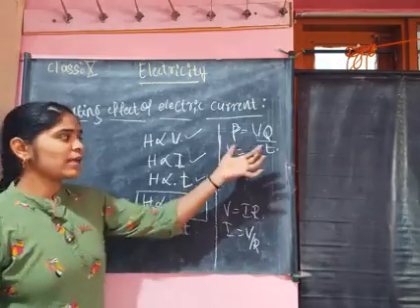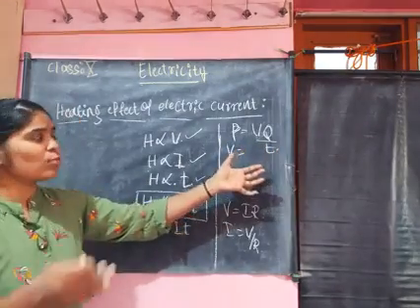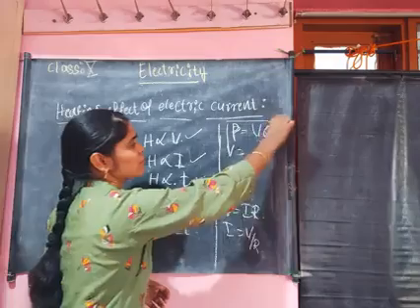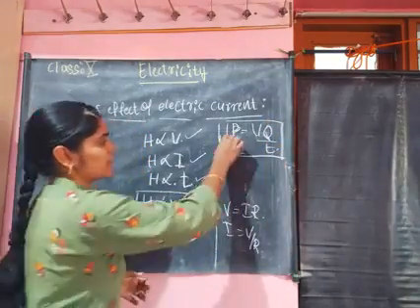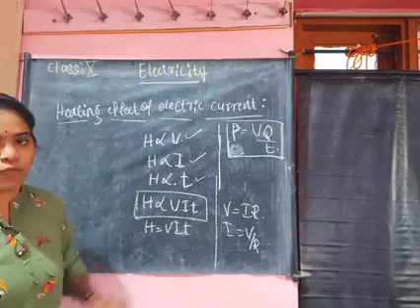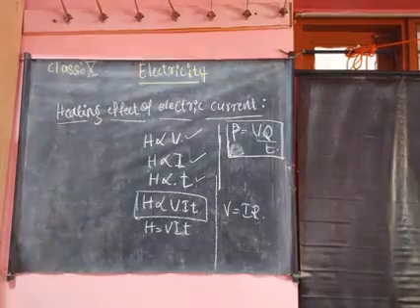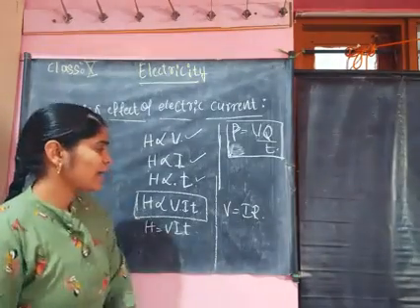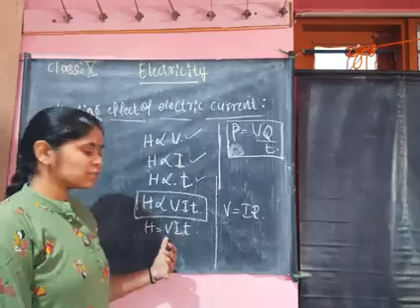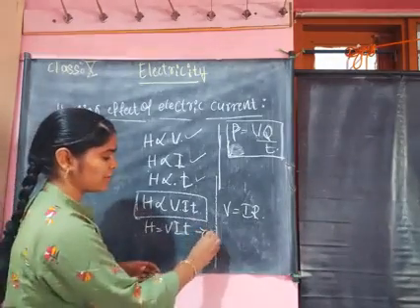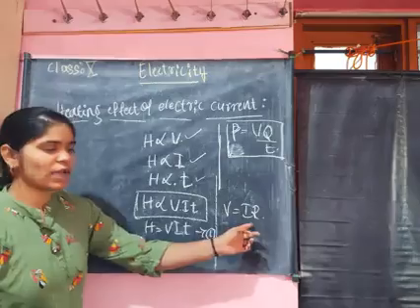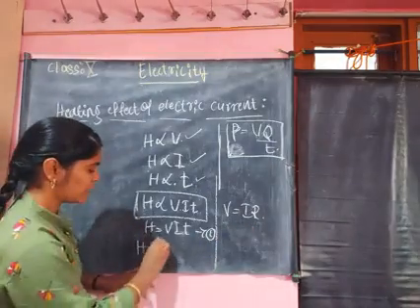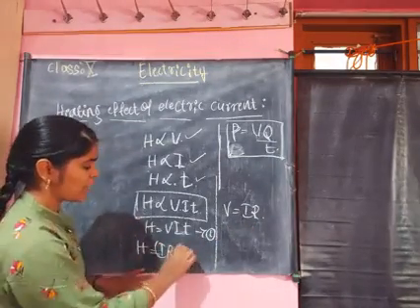We have another formula too. Using this equation, we are going to apply it to the heating effect of an electric current. We are going to apply this V value in the heating effect formula. So what happens? H equals, V means I into R, so I into R into I into T.